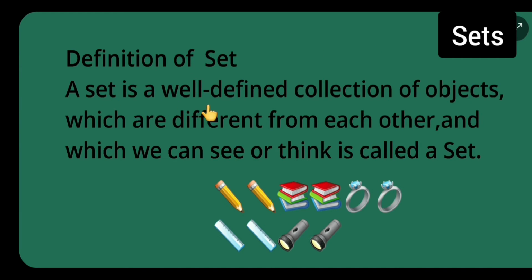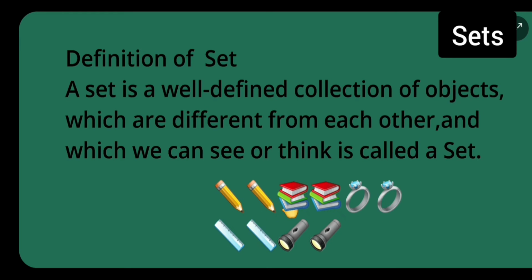A set is a well-defined collection of objects which are different from each other and which we can see or think is called a set. So here I have given you some objects. Well-defined collection of objects which are different from each other. You all can take the example of it.